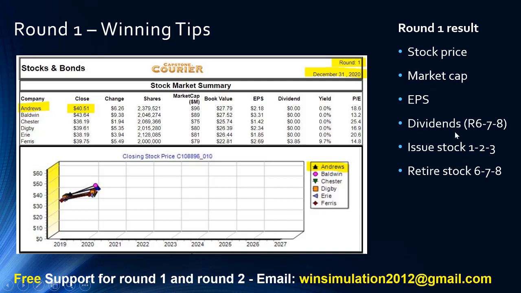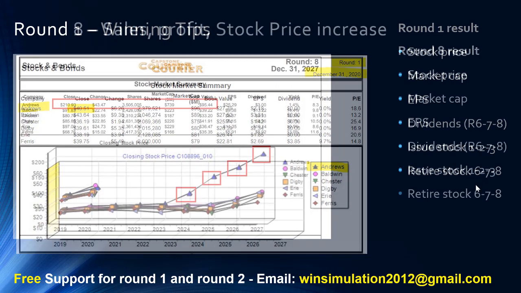Remember that we can retire stock and pay dividends in rounds 6, 7, and 8. Do not do that in rounds 1 to 3. Rounds 1 to 3, 4, 5 are for investment. In rounds 6, 7, 8 we get high sales and high profit, and we can retire that later, right? We need to issue the stock in rounds 1 to 3 for investment and retire that later.